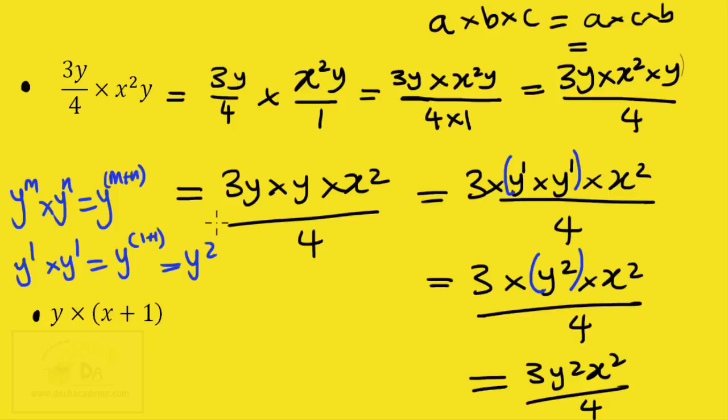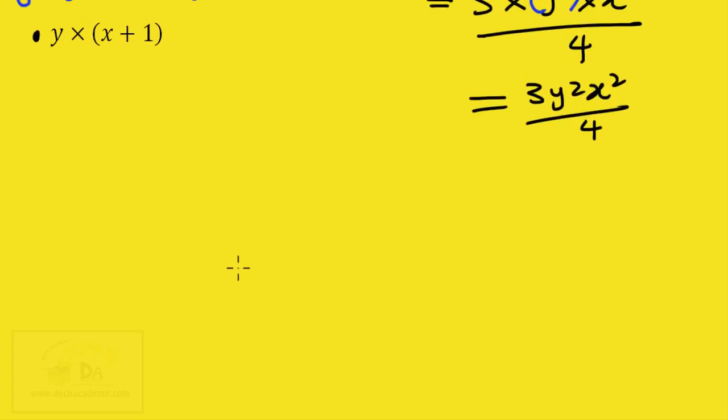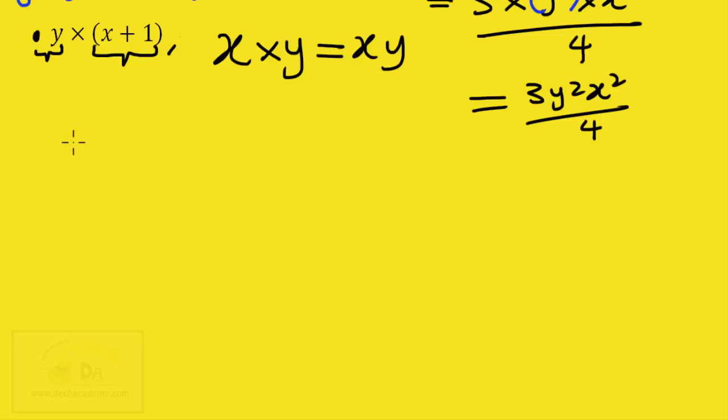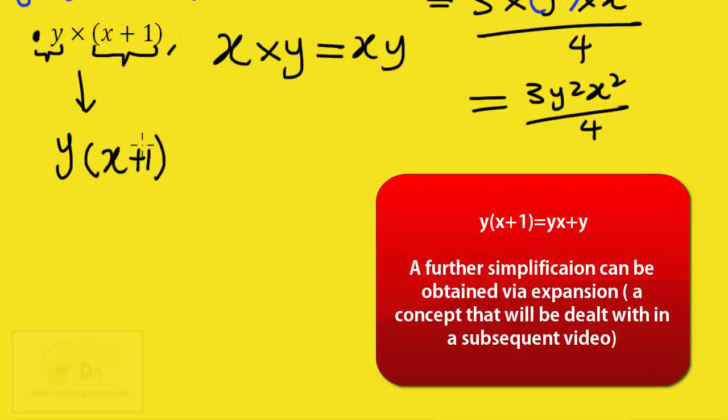Finally, let's look at the last problem, which is actually the easiest of all the ones we've done today. So we want to simplify this expression, y times x plus 1. Remember that when you're multiplying two variables, you can rewrite them by just placing them side by side, or just by ignoring the product sign and just writing the terms side by side. In this case, you can treat y as a variable and this whole bracketed term x plus 1 as a variable. So this term can be simplified as follows. I just drop the multiplication sign.